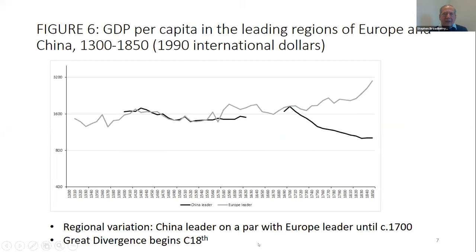And when we compare the leading region of China with the leading region of Europe, then it seems that the divergence doesn't really occur until after 1700. That's earlier than Pomeranz suggested. Remember, Pomeranz was claiming it wouldn't be until after 1800. But I think you have to bear in mind that China is on this downward trajectory in per capita terms in the 18th century. And the leading European region, Northwest Europe, is forging ahead here. So the European leader here is derived from the level in Italy through to 1540, then the Netherlands from 1540 to 1800, and then finally Britain from 1800.